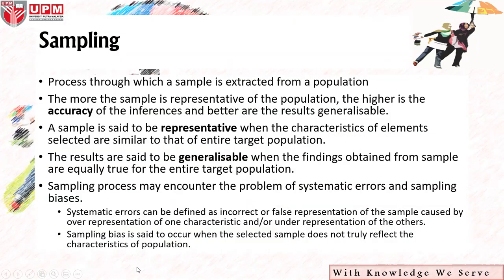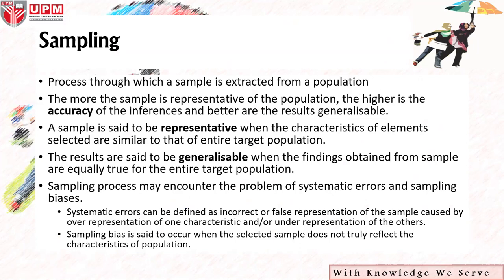Okay. So sampling, what is sampling? Sample ni group yang kita pilih daripada small group yang kita pilih daripada the whole population. Sampling ni referring to the process through which a sample is extracted from a population. Proses macam mana kita extract sampel daripada populasi, itu namanya sampling, persampelan.